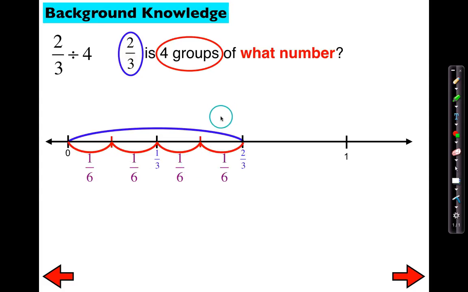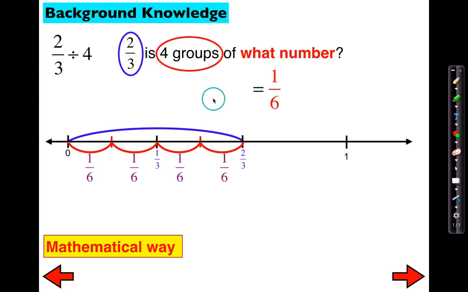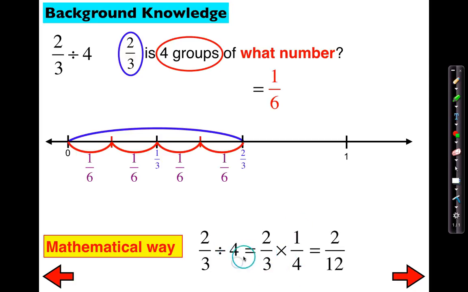So what is the answer? The answer is going to be 1/6. But mathematically, how would you do this? 2/3 divided by 4 is the same as 2/3 times 1/4. Again, it's the reciprocal of the whole number, because first of all, 4 over 1 would be the fraction. Take the reciprocal of that, which would be 1/4. And then multiply straight across and you'd end up with 1/6.